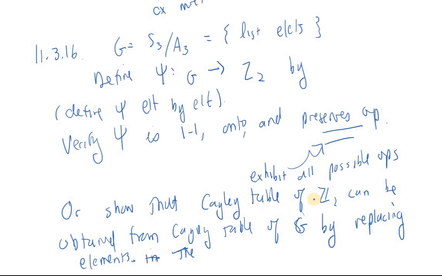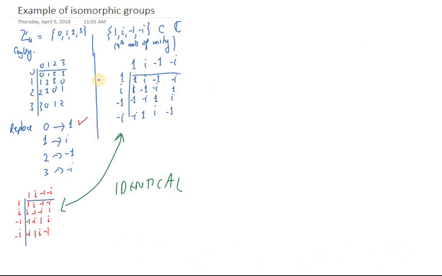Now, what do I mean by that? Well, there's an example here where we showed the isomorphism between Z4 and the fourth roots of unity. I took this Cayley table for Z4 and I made this replacement. Every time I saw a 0, I replaced it with a 1. Every time I saw a 1, I replaced it with an i, and so on. I got this table. It turned out it was exactly the same as the table for the fourth roots of unity. That shows that we have isomorphism there.